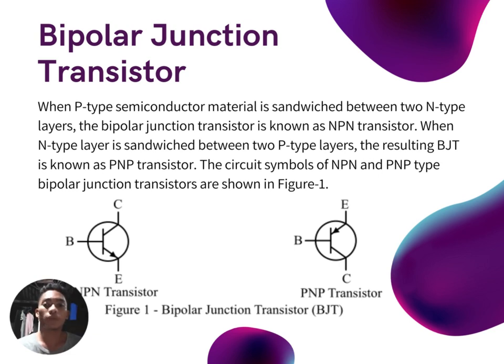The circuit symbols of NPN and PNP type bipolar junction transistors are shown in Figure 1. The BJT has three terminals, namely emitter, base, and collector. Each of these terminals is connected to each layer of the BJT. Here, the emitter and the collector layers are heavily doped. The collector layer is doped more lightly than the emitter. The middle layer is the base of the BJT, which is the most lightly doped.